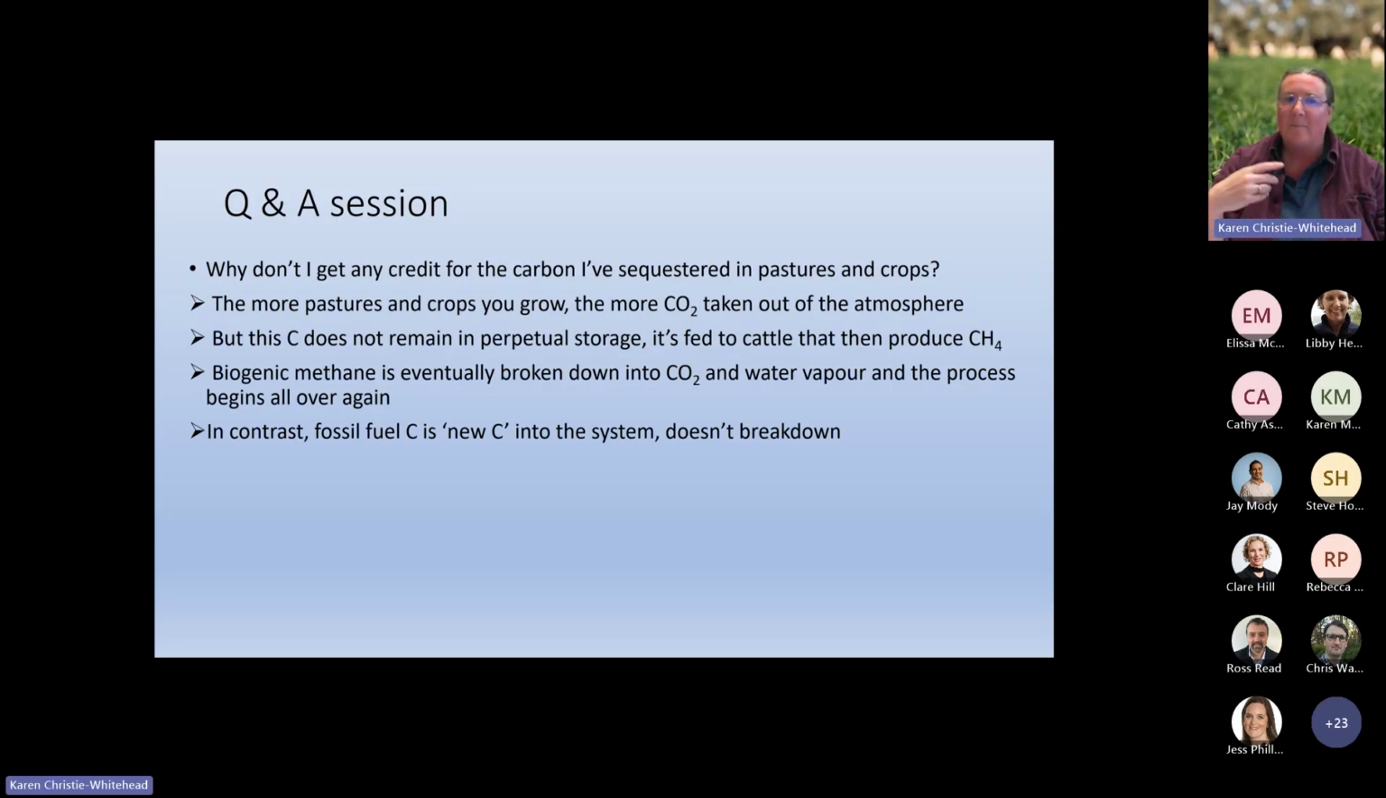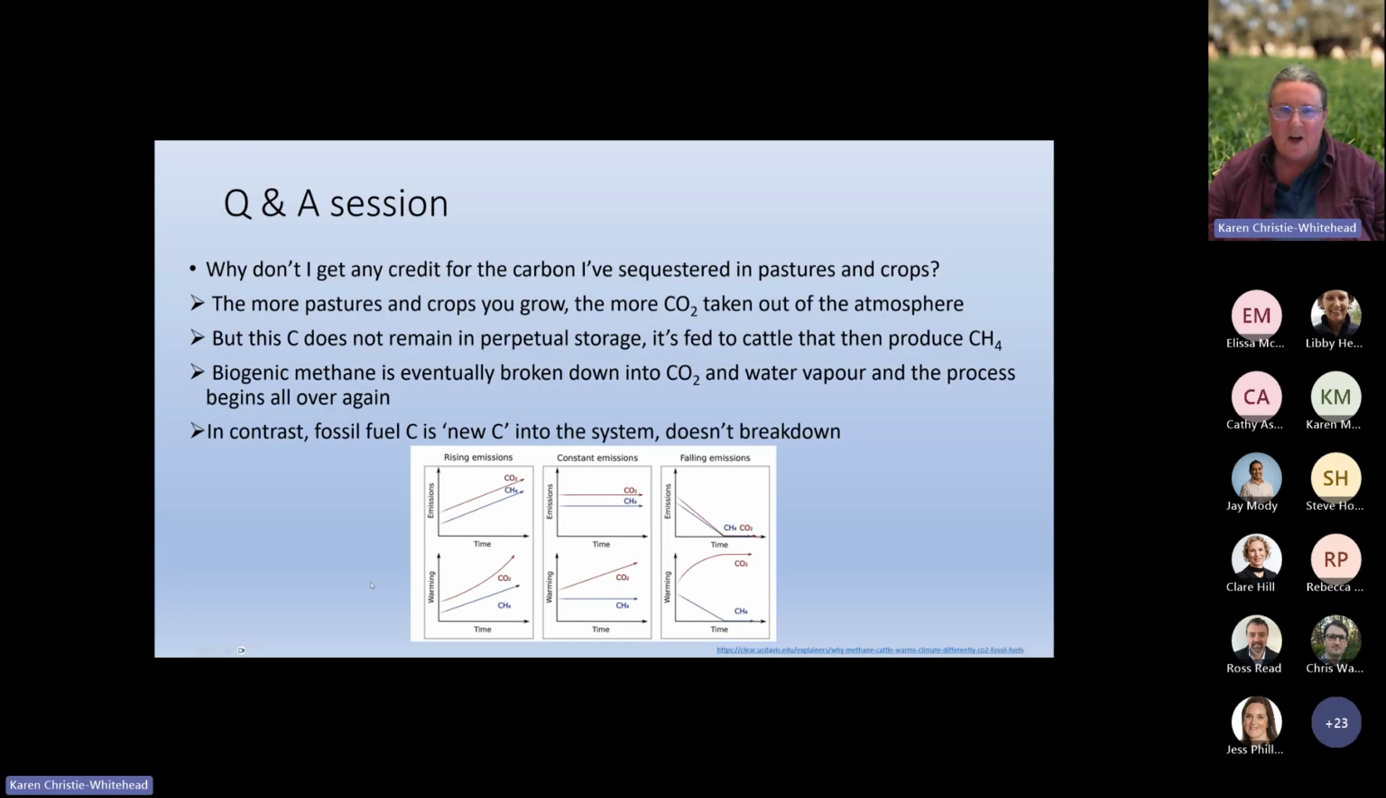It's consistently being broken down in the atmosphere into CO2 and water vapor, and the process begins all over again. So the tonne of methane that goes into the atmosphere, in 10 to 12 years, will drop out. It will become CO2 and water, and the cycle continues. In contrast, when we dig coal out of the ground, it's really new carbon that's going into the system, and it doesn't break down. It remains in the atmosphere for thousands of years.